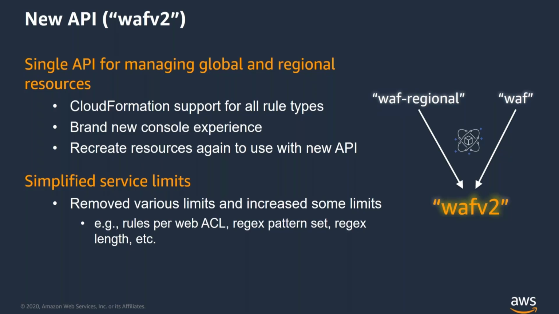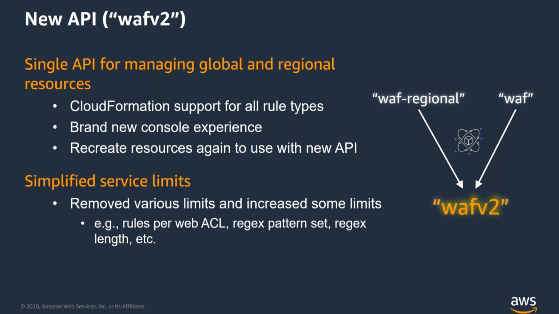In addition to AWS Managed Rules, another major change that we introduced is our new API called WAFv2. In our old API, we had two APIs called WAF Regional and WAF, each of them for managing either global or regional resources. We combined them to create WAFv2, and from an API perspective, it can be considered a separate service. We also offer a consistent CloudFormation experience in the new API, as all rule types are now fully supported.